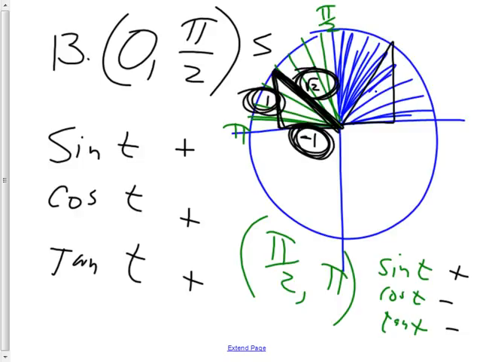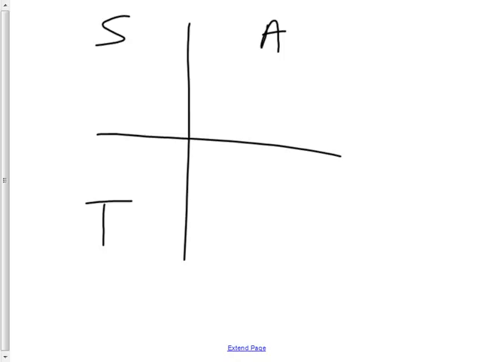And I have a shortcut for you to remember this by. Where things are positive and where things are negative. All of them are positive here. Only sine is positive here. Only tangent is positive down there because there's 2 negatives, and when you divide the 2 negatives, it ends up being positive. And only cosine is positive here. And there's a way to remember that. All students take calc. It's kind of dumb, but it could work for you.